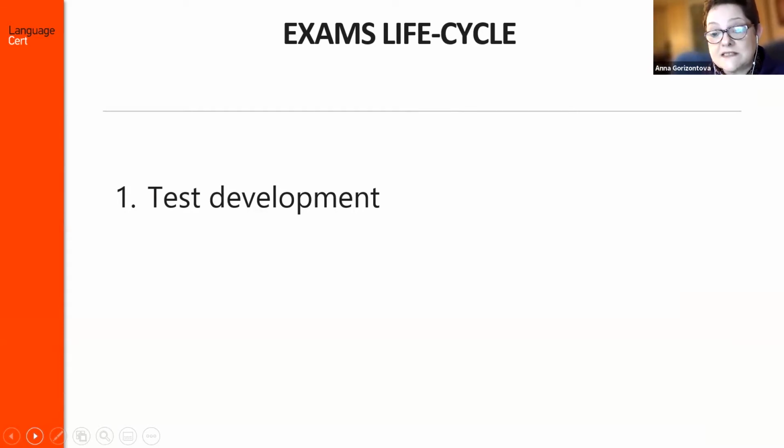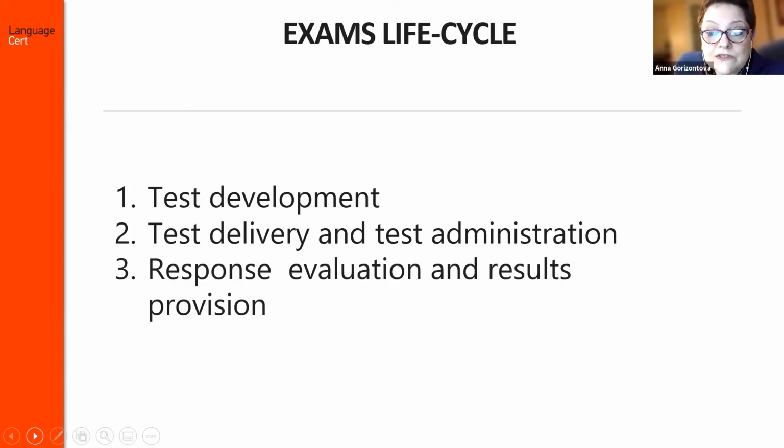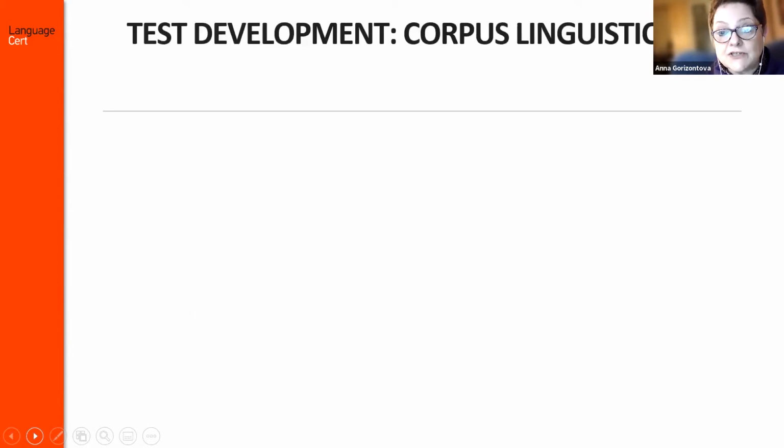The first one of them is test development. It's basically how we develop the test, how we make it. The second stage of any exam life cycle is test delivery and test administration. So basically how the test is run. And finally, what is called in sophisticated testology terms, response evaluations. But basically this is marking, scoring, and providing results to the customers. And let's look one by one at how technology is influencing each of these stages.